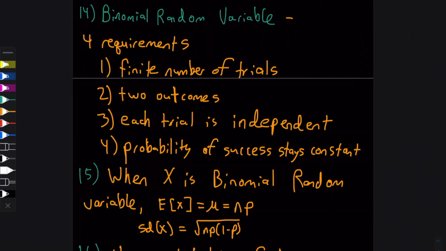The third requirement is that each trial is independent of every other trial. The fourth requirement is that the probability of success stays constant throughout all of the trials.